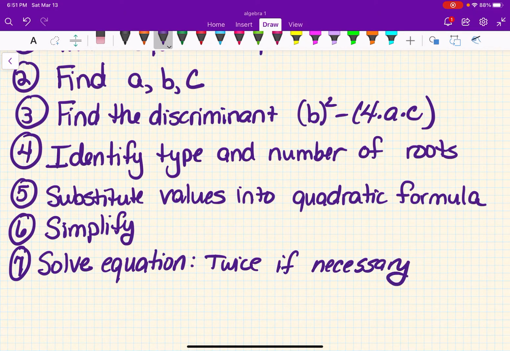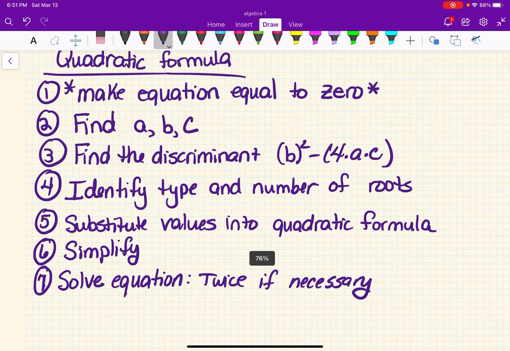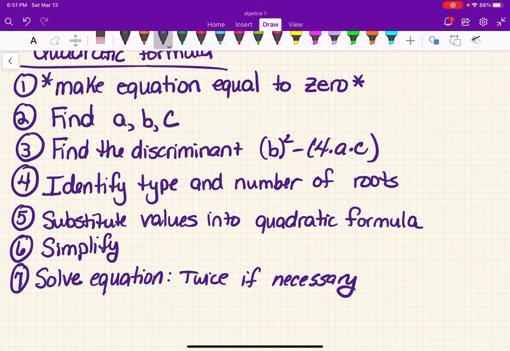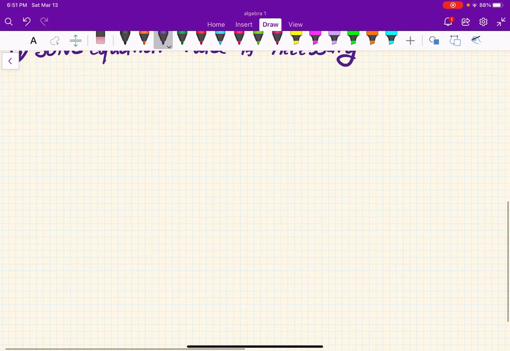Okay, so I'm going to use these steps to do, I think I have 2 examples, and then we'll do some more examples in class, of course, but these are the 2 I'm going to give you. So if you need to pause and write it down, go ahead. So let's do example 1.